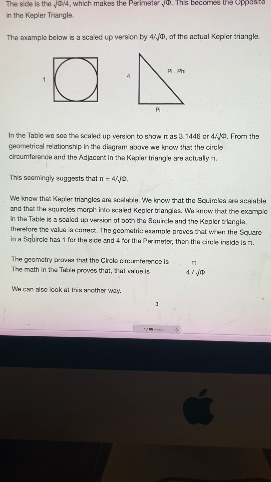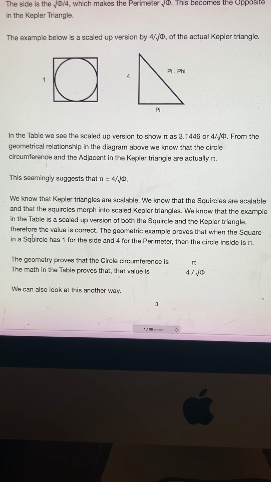We know that Kepler triangles are scalable. We know that the squircles are scalable and that the squircles morph into scaled Kepler triangles. We know that the example in the table is a scaled up version of both the squircle and the Kepler triangle. Therefore, the values are correct.